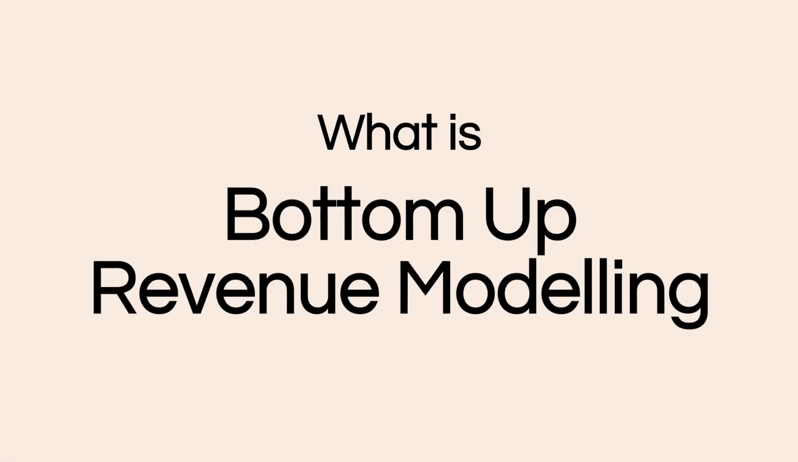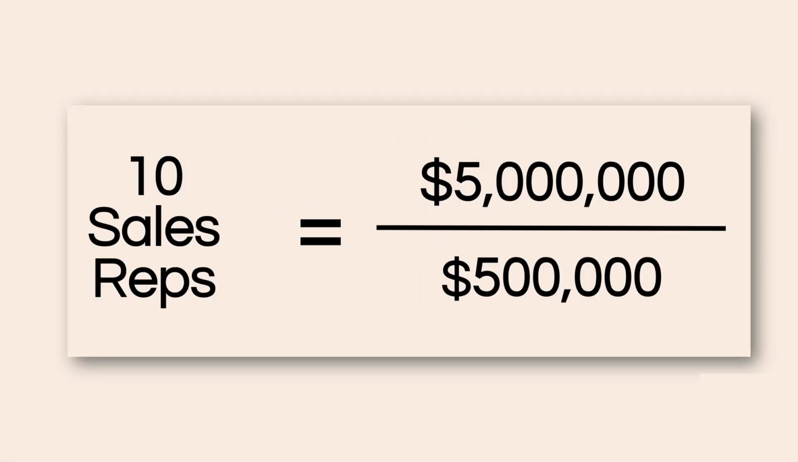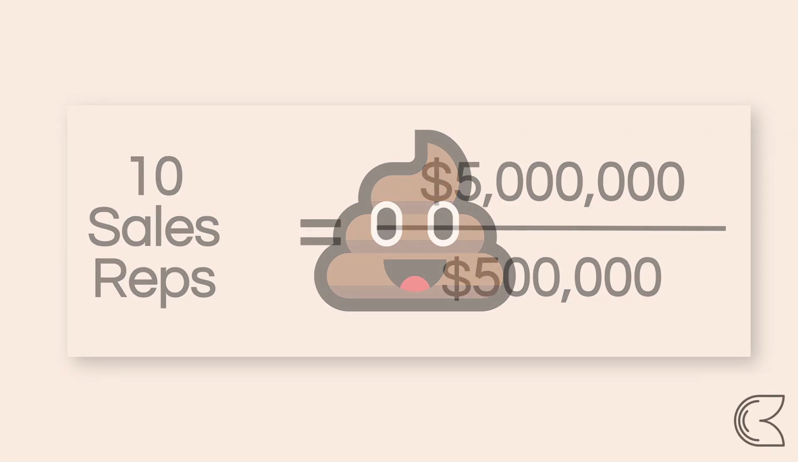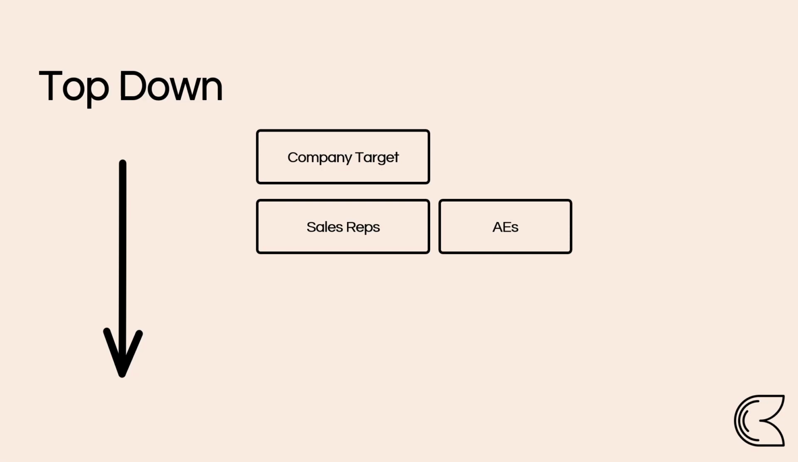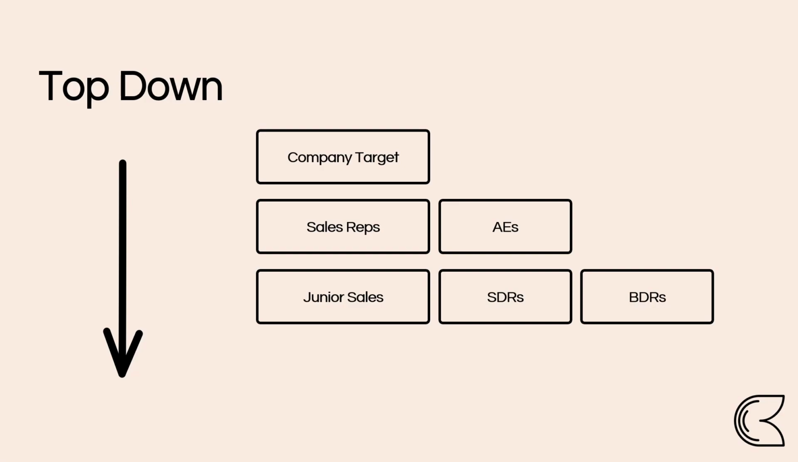What is bottom-up revenue modeling? In the last video, we covered top-down revenue modeling, and we also came to the conclusion that it's not the greatest. Top-down revenue modeling works by taking a company target and dividing it by the sales rep's target. From there, you can then figure out how many junior sales you need covering roles like SDRs and BDRs, simply by using ratios, which is why it's pretty simplistic.